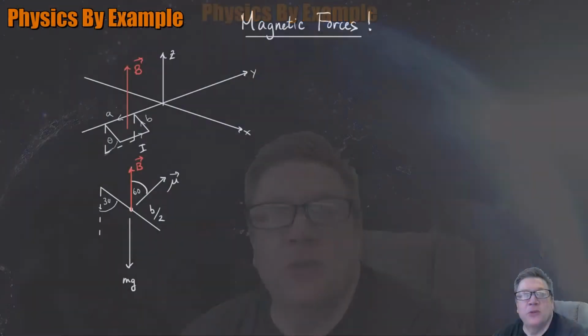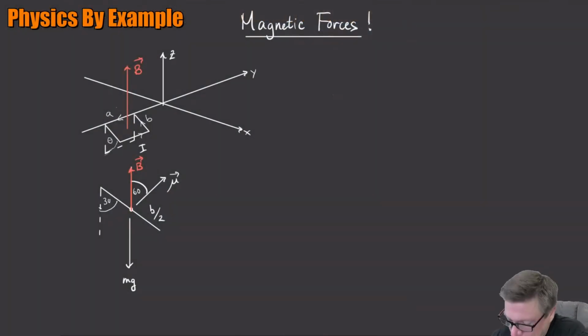Let's do a little example of a magnetic torque balancing the gravitational force on something that's allowed to swing on an axis. So suppose I have a magnetic field and it's pointed up, in the plus z direction. And I have a little loop of current, and the little loop of current is constrained to swing on the y-axis.